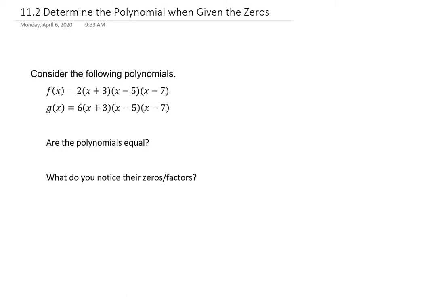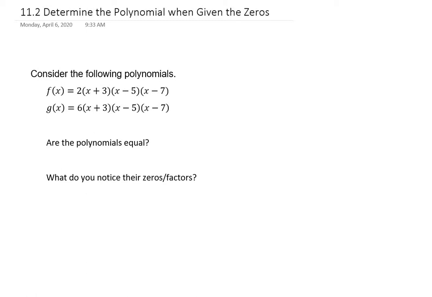Okay, today we're going to be looking at determining the polynomial when given the zeros. So consider these two polynomials, f of x and g of x. And think about these two questions. Are the polynomials equal? And what do you notice about their zeros or factors? So pause this and think about that for a minute.